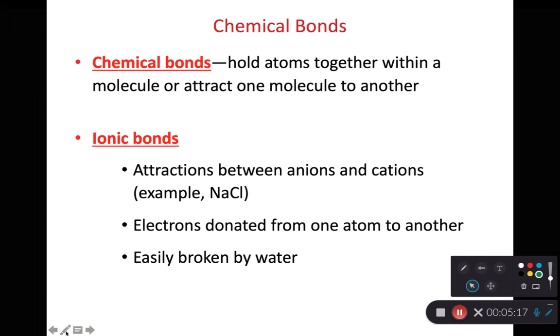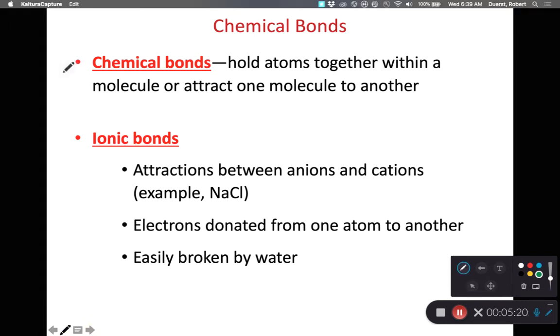As we look at chemical bonds, they are going to be an attraction between two or more atoms. As this attraction occurs, many times we're going to have a molecule form. And I don't want to get into the distinction between crystalline compounds versus covalent crystalline, ionic crystalline, covalent molecular. Take a chemistry class. This is anatomy and physiology. So we're just going to say chemical bonds hold atoms together within a molecule or can attract multiple molecules to each other.